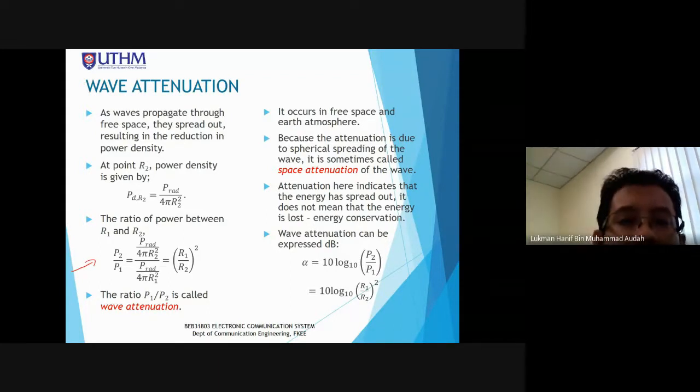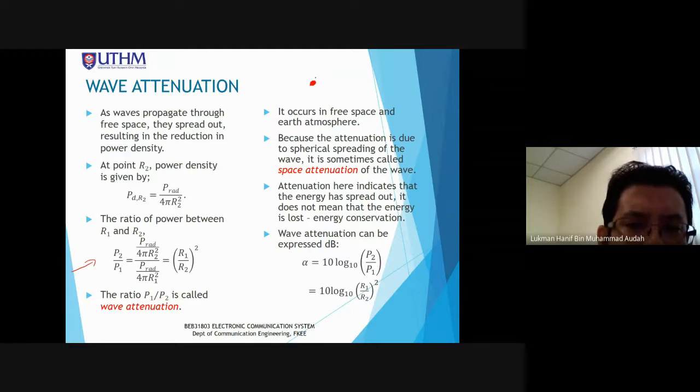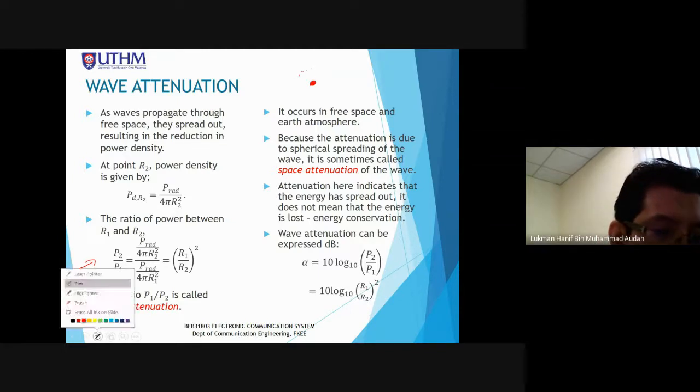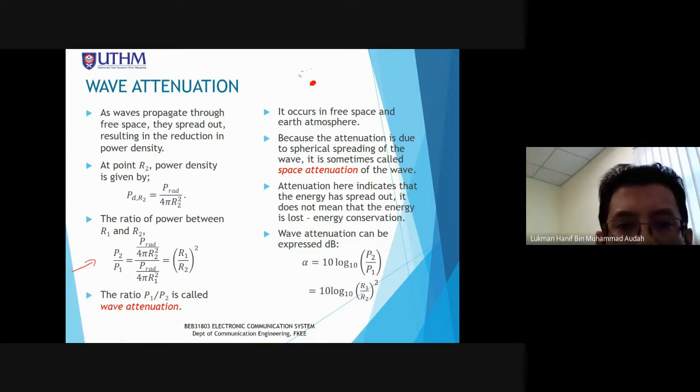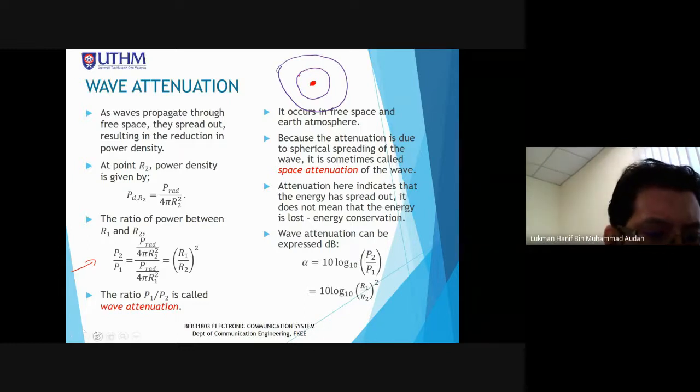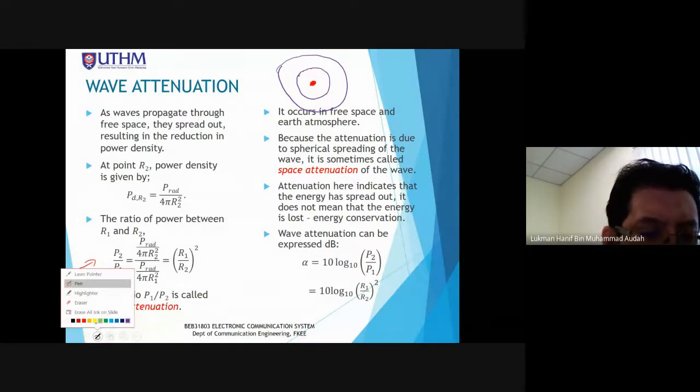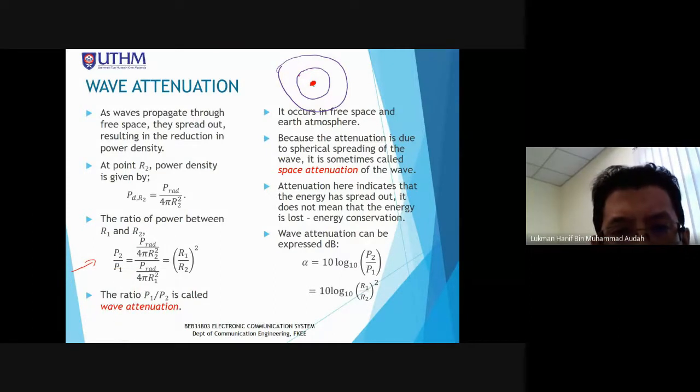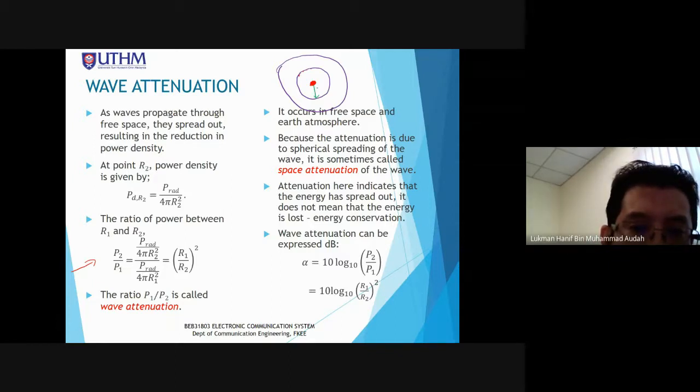Apa maksud dia? So sebenarnya kalau kita ingat gambar rajah spherical, gambar rajah radiation yang kita lihat sebelumnya, kalau kamu ingat slide sebelumnya, saya lukis sekejap. So kita ada spherical yang pertama dan ada spherical yang di luar sini. So kita faham bahawa lagi jauh gelombang itu bergerak, lagi rendah, lagi kecil nilai power density-nya. Okay, for example here is R1. Okay, and then here is R2.